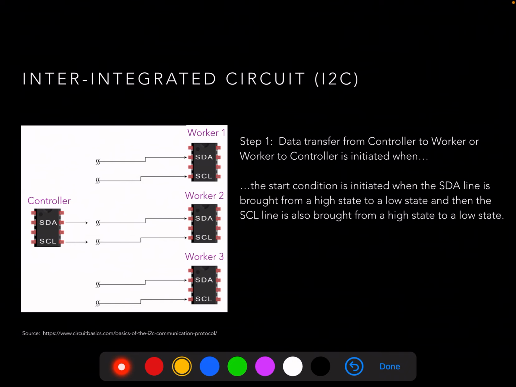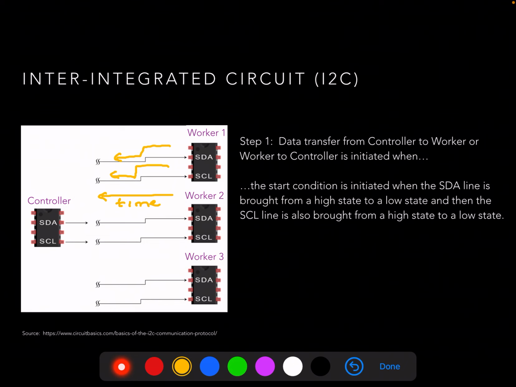So let's take a look at how this works. The first step is that we'll go through the write condition that is initiated by the SDA signal first going from high to low, and then the SCL signal going from high to low. And note in these timing diagrams, time is going from right to left rather than from left to right, which is what we may be more used to.